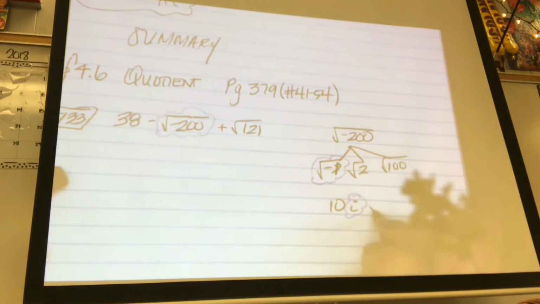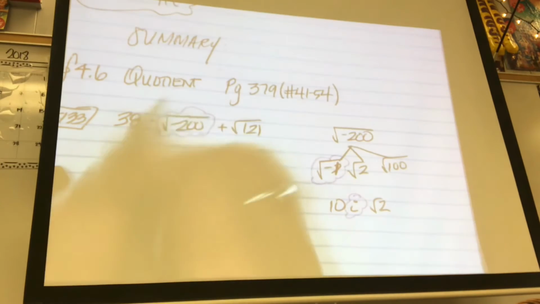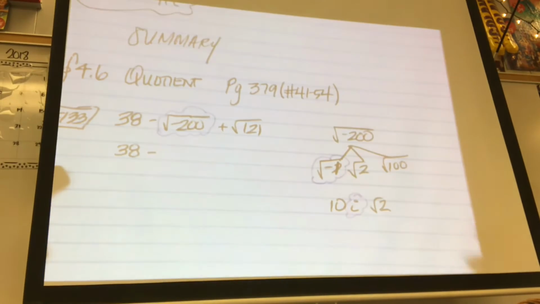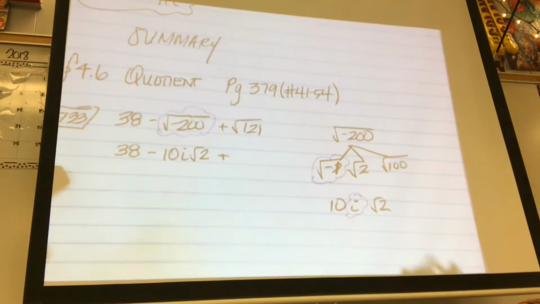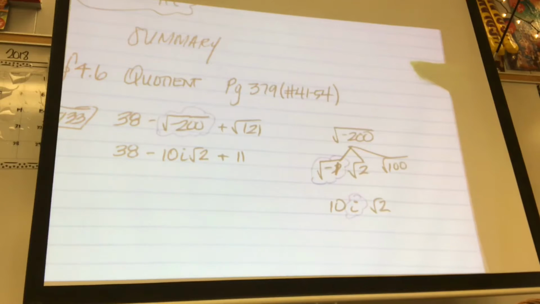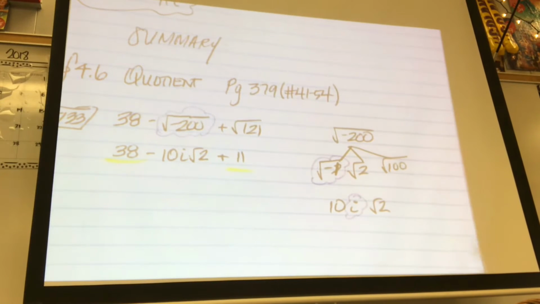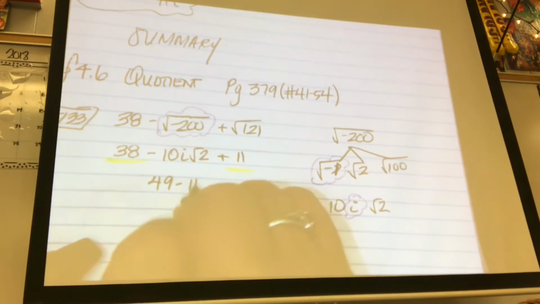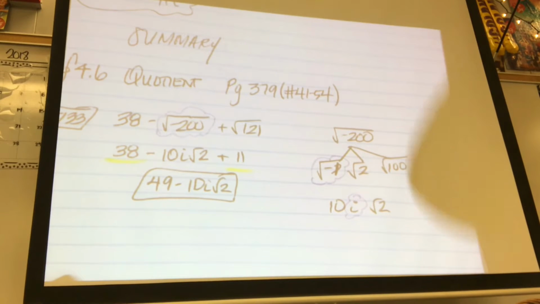And then the square root of 2. So this part is just this right here. So we have 38 minus 10i rad 2 plus, Mina, what's the square root of 121? 11. So we have like terms here. Oshini, we got this 38 and this 11, which is? Yep, so my answer is 49 minus 10i rad 2. Raise your hand if that's what you got. Good. Nicely done.